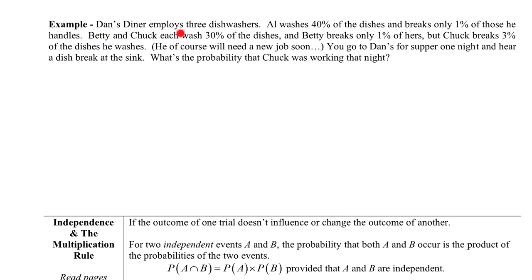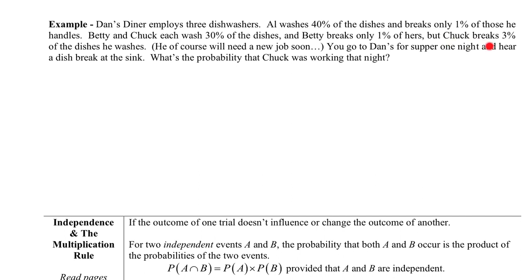Dan's Diner employs 3 dishwashers. Al washes 40% and breaks only 1% of those he handles. Betty and Chuck each wash 30% of the dishes, so it tells you something there. And Betty breaks only 1% of hers. Poor Chuck is clumsy and breaks 3% of the dishes he washes.